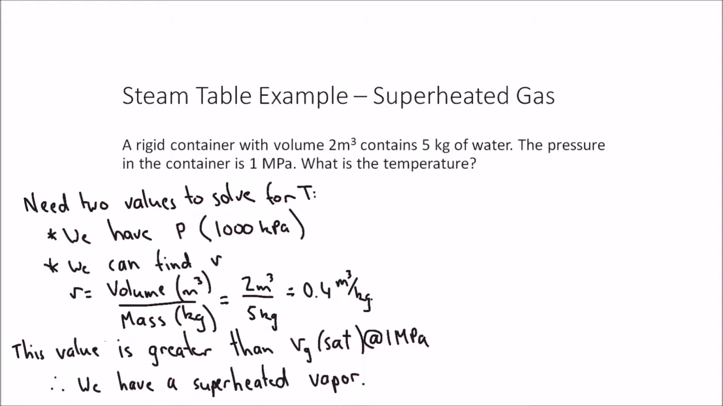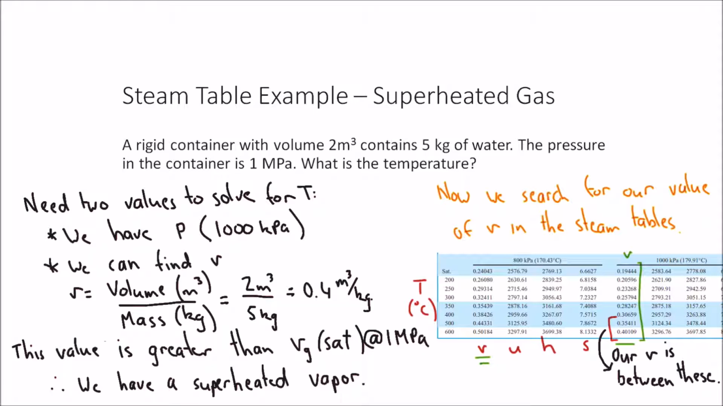We know this is superheated because when you look in the saturated water tables at 1 megapascal, we can see this value is larger than the saturated vapor value, so we must have a superheated vapor. So we look into our superheated vapor tables, and we can see that if you look at 1 megapascal there, we've got a whole range of specific volumes at different temperatures. Our goal is to determine what temperature our gas is at. So our mission is quite simple. We need to find where on that list our 0.4 meters cubed per kilogram is.